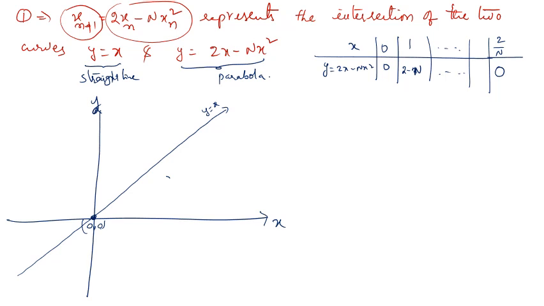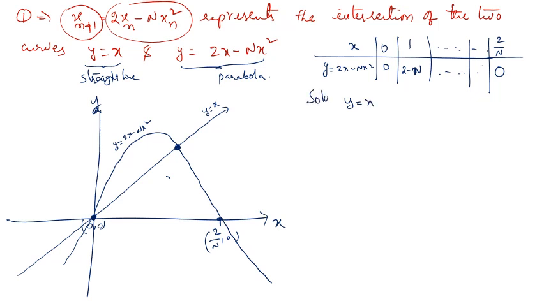Consider so many points here. If I consider 2 by n comma 0, this point, at x equal to 0, y is 0, and at x equal to 2 by n, the y value is 0. So by joining these two points, I will get the parabola. This is the parabola, y equal to 2x minus nx square. One intersecting point is 0, 0, and another intersecting point is this. To get that point, solve these two.